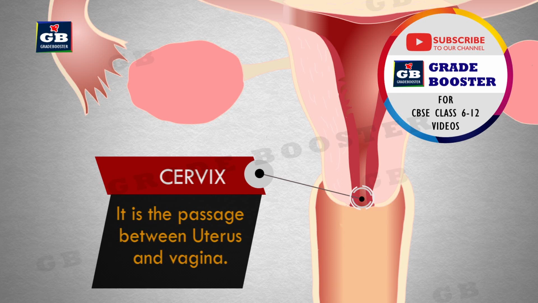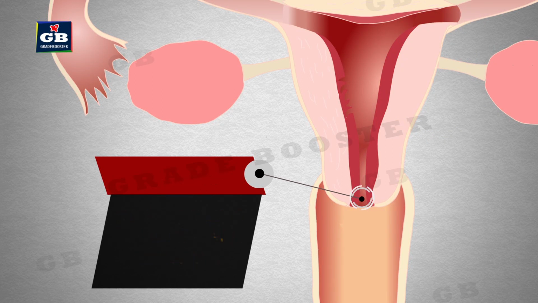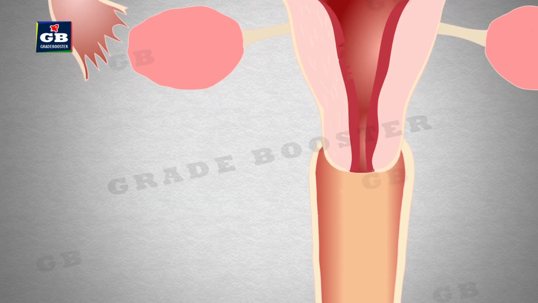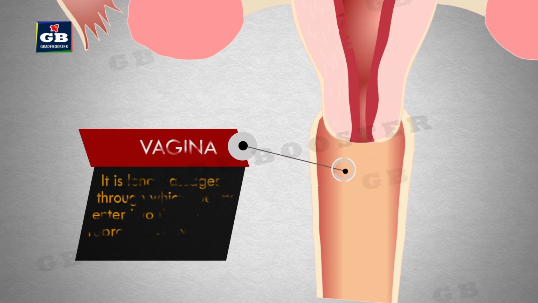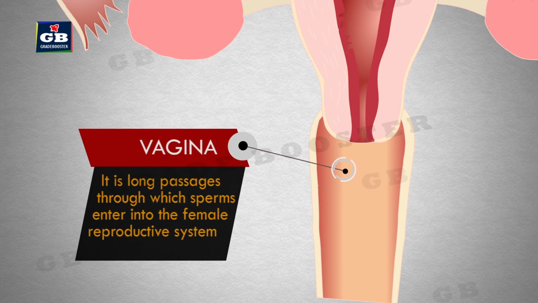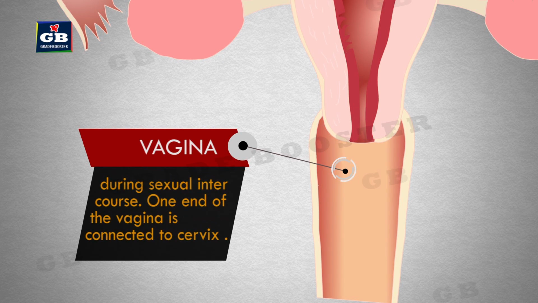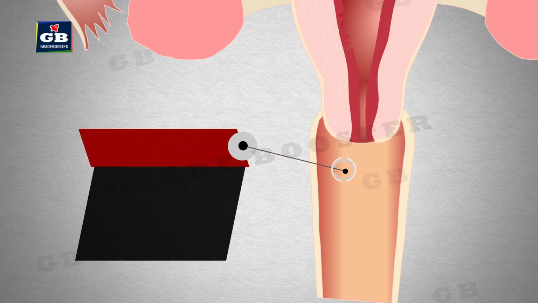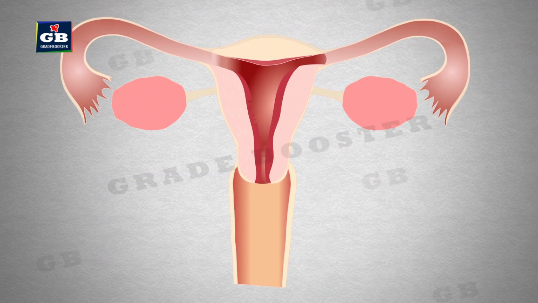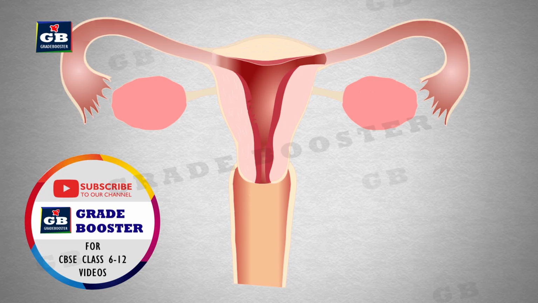Cervix. It is the passage between uterus and vagina. Vagina. It is a long passage through which sperms enter into the female reproductive system during sexual intercourse. One end of vagina is connected to cervix and the other end opens out. This is all about the structure and functioning of female reproductive system.